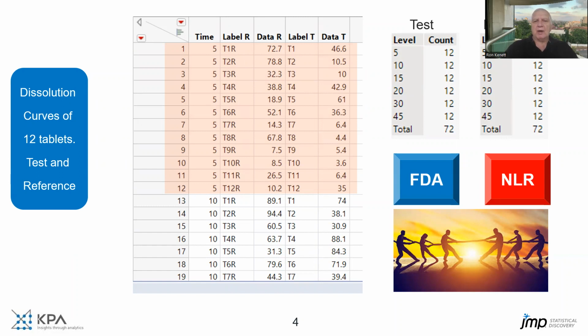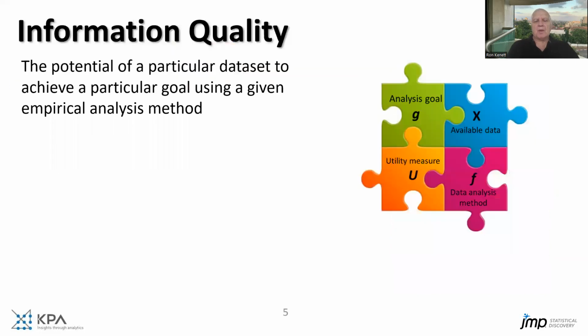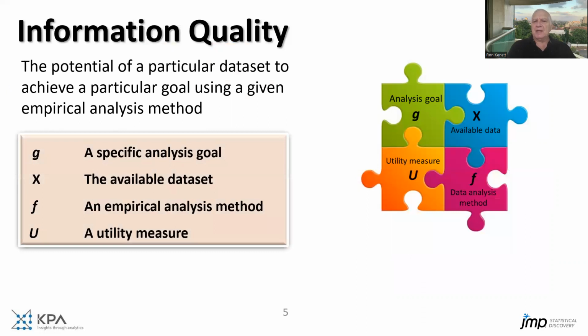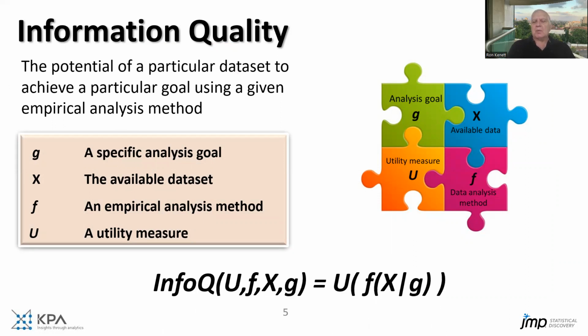So we start with 12 tablets, and we have measurements done at 5 minutes over these 12 tablets. 12 tablets for the reference, 12 tablets for the test. Where we invoke information quality is the structure of the analysis. We have a goal, we have data, we have a method of analysis, and we have a utility measure. These are the four components that we need to elicit explicitly. And then there is a notion of information quality, which is the utility of applying F to the data X conditional on the goal.